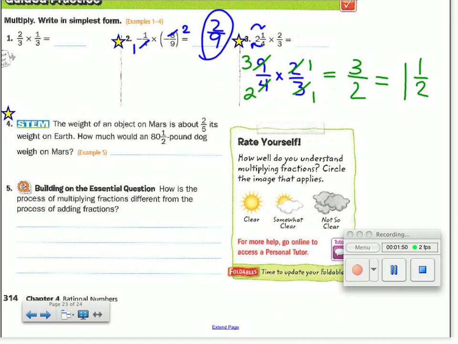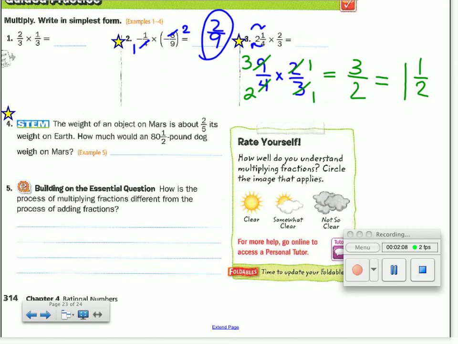Nice job. This last one, the weight of an object on Mars is about 2/5 its weight on Earth. How much would an 80.5-pound dog weigh on Mars? What would you guess you're going to do? Add, subtract, multiply, or divide? Yes. Multiply. You're going to multiply.